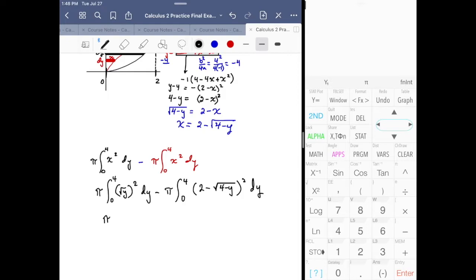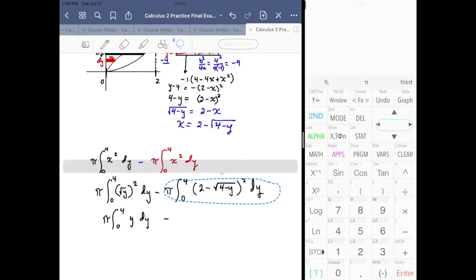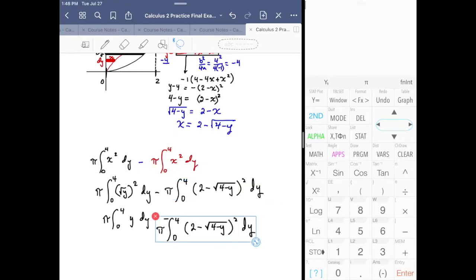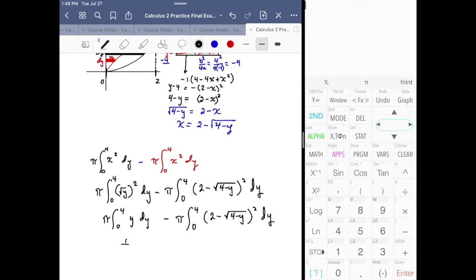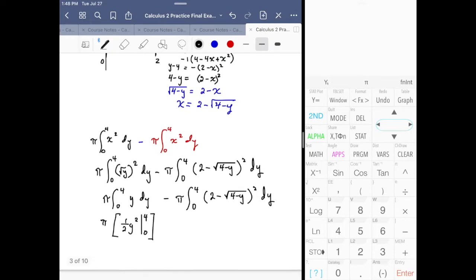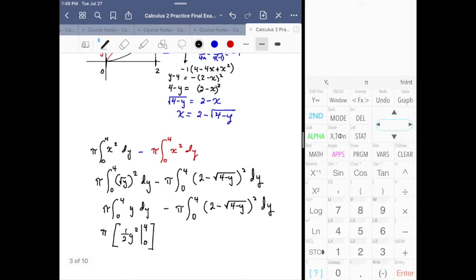So this is really pi over the interval of 0 to 4 y dy minus, everything else is going to stay put, but I can at least save myself a little bit of time, or maybe not time, but typing. 1/2 y squared over the interval of 0 to 4. That whole thing multiplied by pi. 4 squared is 16, divided by 2 is 8, so 8 pi.